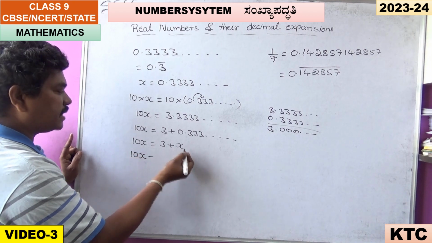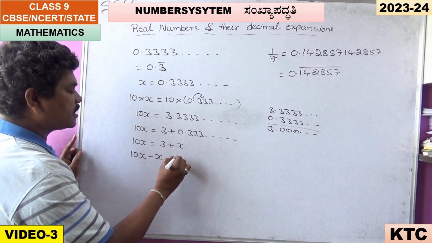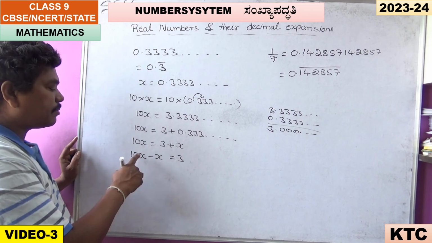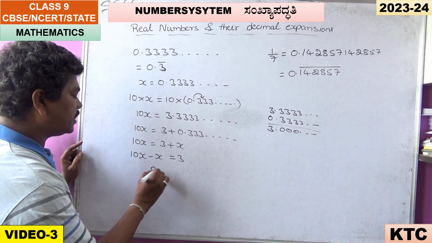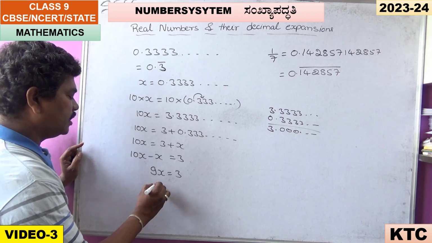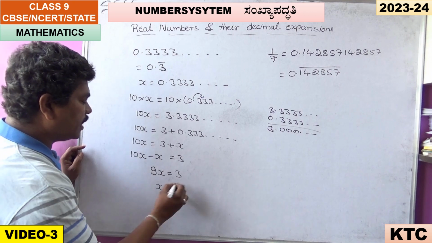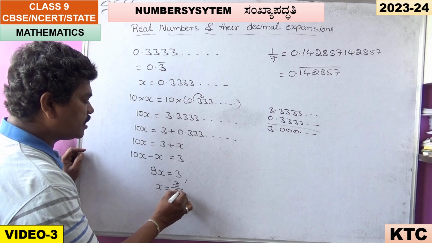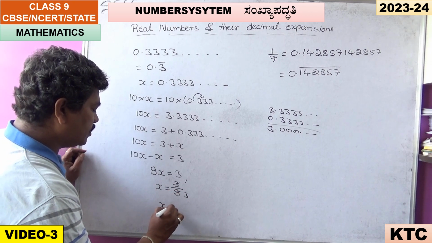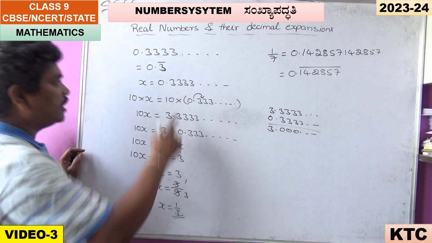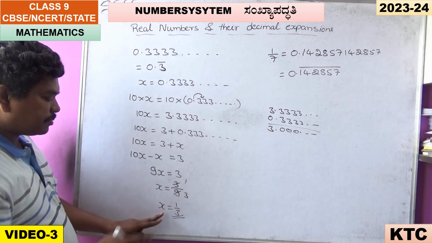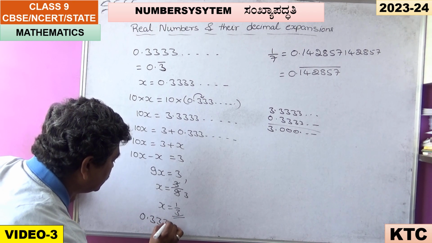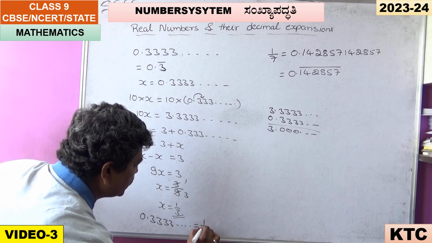Transferring x to the left hand side, that becomes 10x minus x is equal to 3. Here these two are like terms, so we can subtract. 10x minus x becomes 9x is equal to 3. So x is equal to, we transfer 9 to the right hand side, 3 divided by 9. 3 ones are 3, 3 threes are 9, so x is equal to 1/3. That means the rational number of the decimal expansion 0.33333 and so on is equal to 1/3.